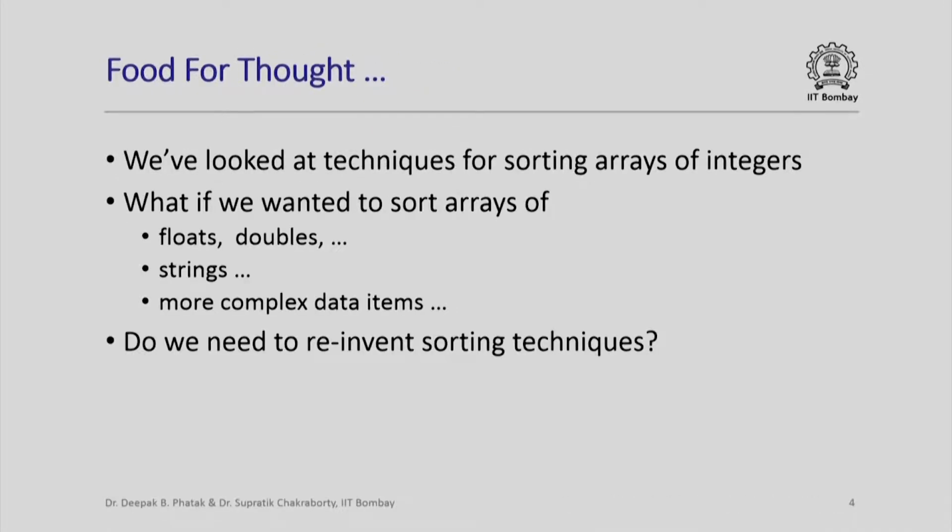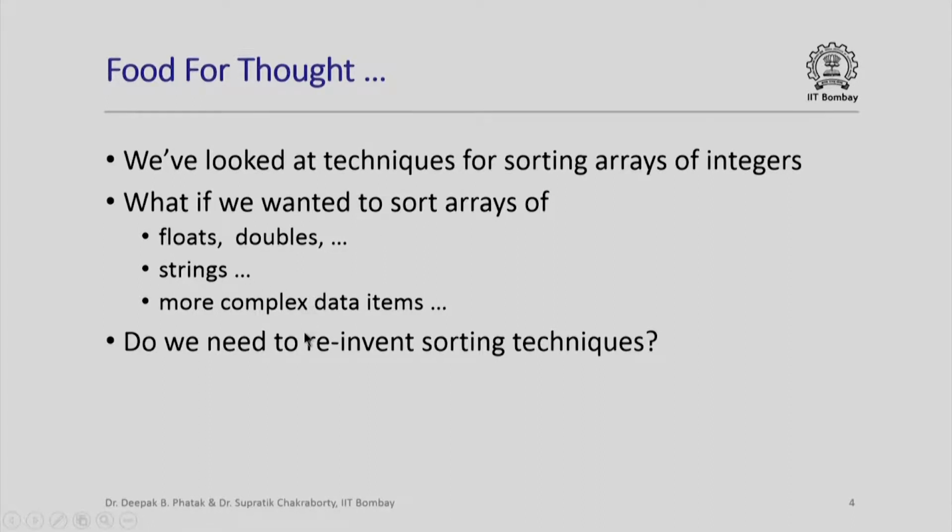Okay, so here is some food for thought. We have looked at techniques for sorting arrays of integers, but what if we wanted to sort arrays of other data types like floats, doubles, strings, more complex data items? As you might have already guessed, the technique that we have used for sorting arrays of integers should work almost unchanged for sorting arrays of floats and doubles as well. However, would it work for sorting arrays of strings, and what about more complex data items?